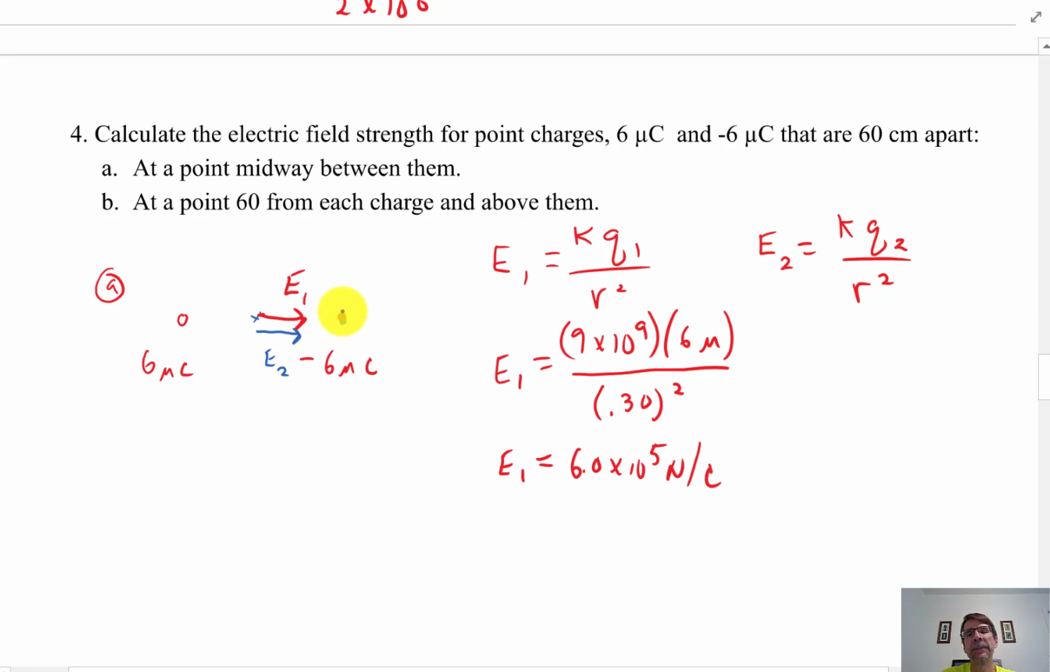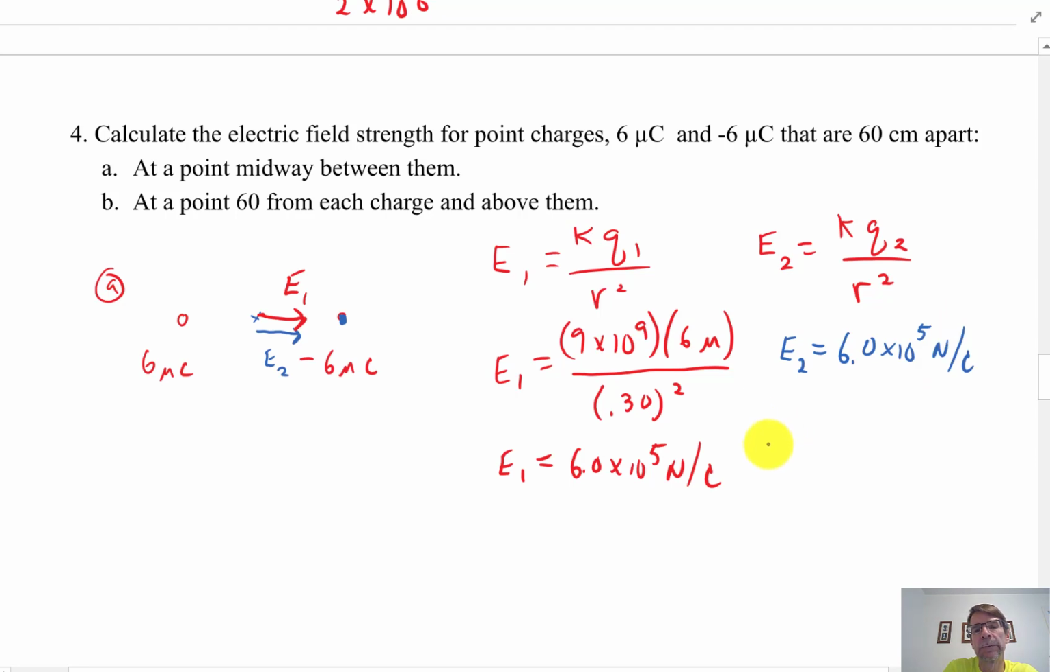It's the same distance. The only thing that's different is the negative, and you don't put negatives in these equations. Everything else is the same, so it gives you the same answer. So E sub 2 is also 6.0, not negative 6.0, times 10 to the 5th newtons per coulomb.